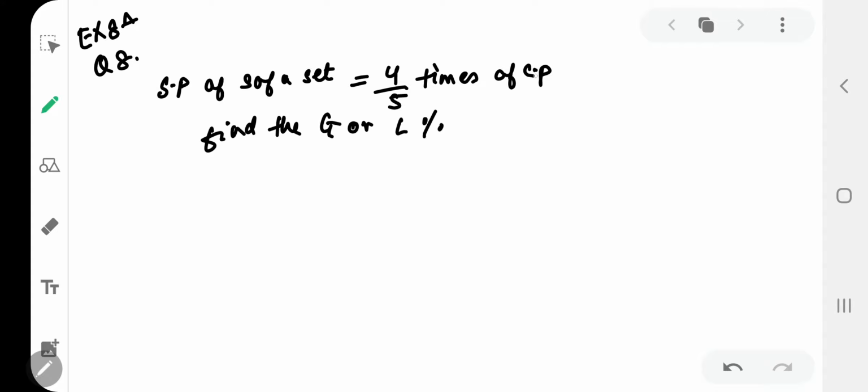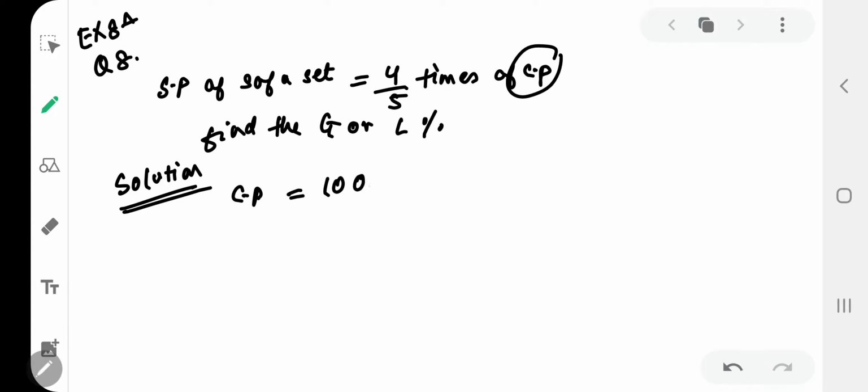My dear kids, CP is not given to you. Can we consider CP as 100? Yes, let's go for it. You can take CP as 100. So if your CP is 100, your SP is 4 upon 5 of 100. That will be your 80.